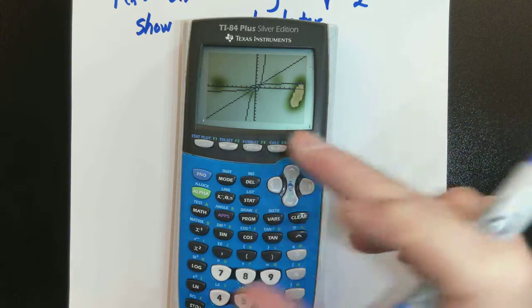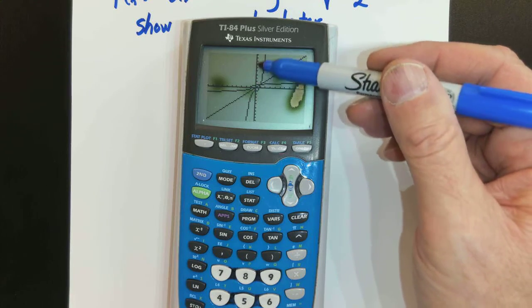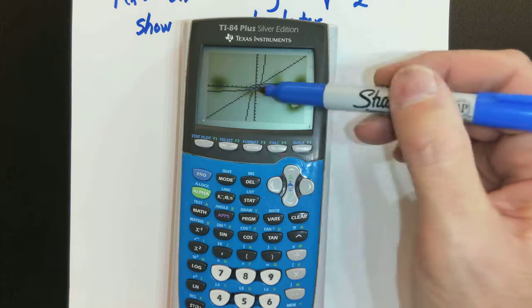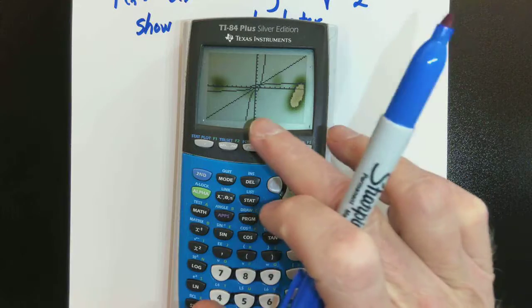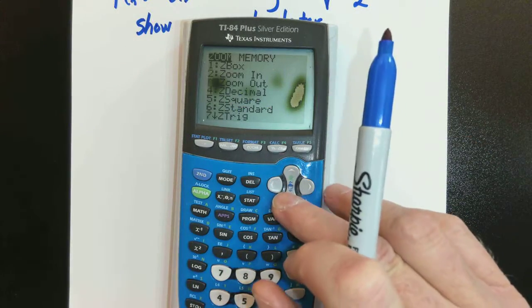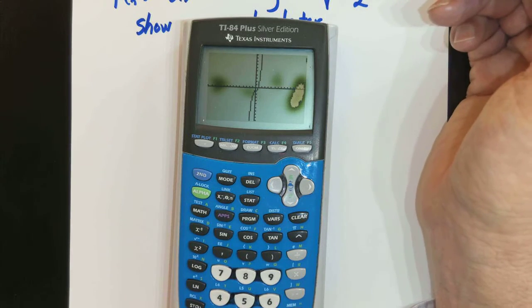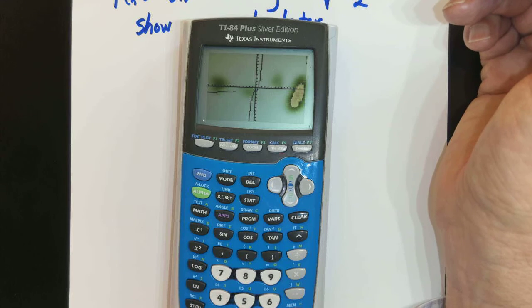There is a zoom function. Do you notice that the y points are placed a lot closer to each other than the x points? You can square that up if you want. If you hit zoom and number 5, you can make them both the same amount of distance.